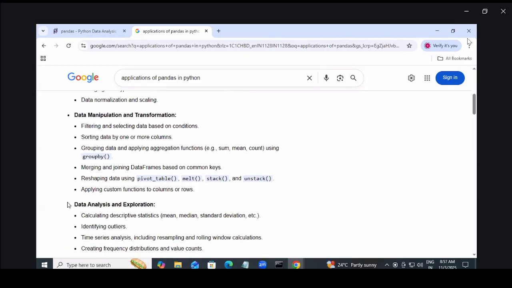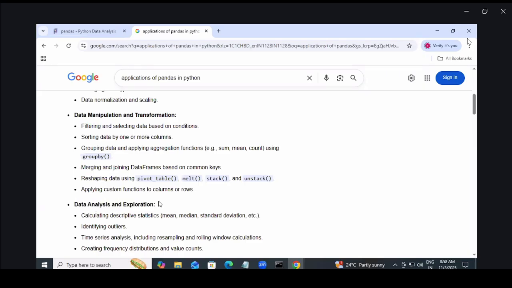After data manipulation, next is what? Data analysis, or the same thing you can call data exploration. That is calculating descriptive statistics like mean, median, and standard deviation, identifying the outliers, and doing analysis like time series analysis, including resampling and rolling window calculations, and creating frequency distributions and value counts. All this comes under which one?